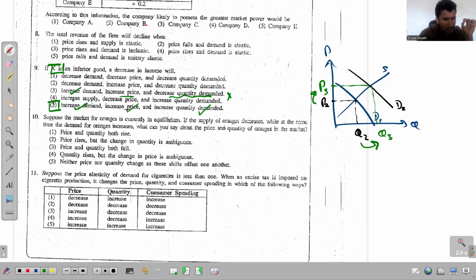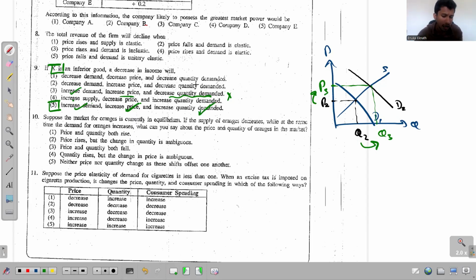Price increases, quantity demanded increases. Once again, finally what happens? X is an inferior good, and then price increases, quantity demanded even increases.